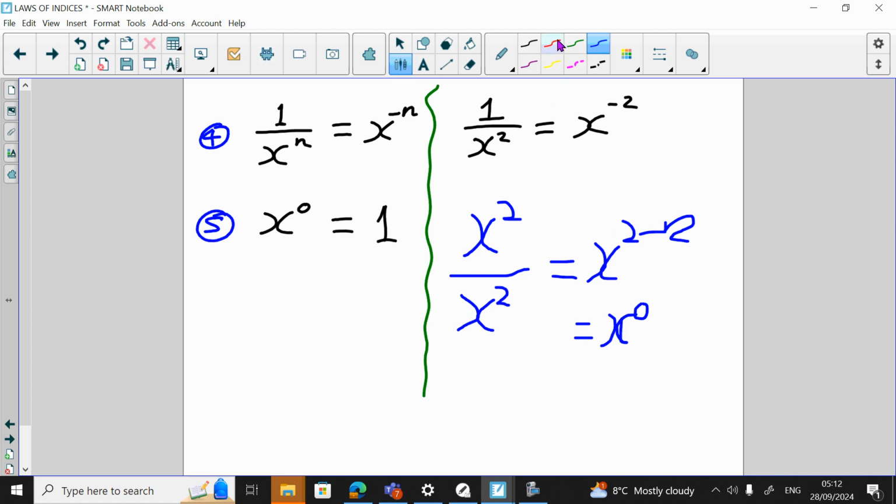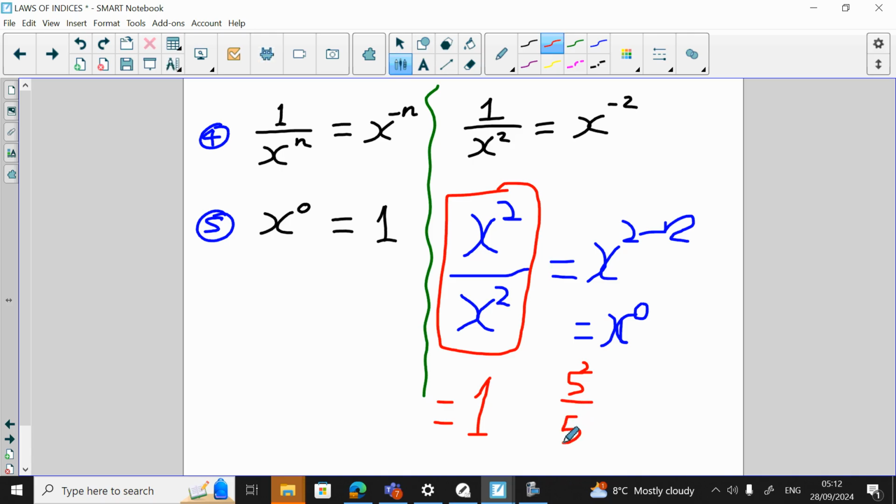Well, what does that prove? Nothing much. But the thing is, anything multiplied by itself or divided by itself is equal to 1. I mean, if you used 5 squared divided by 5 squared, that would be 1. Power's the same.